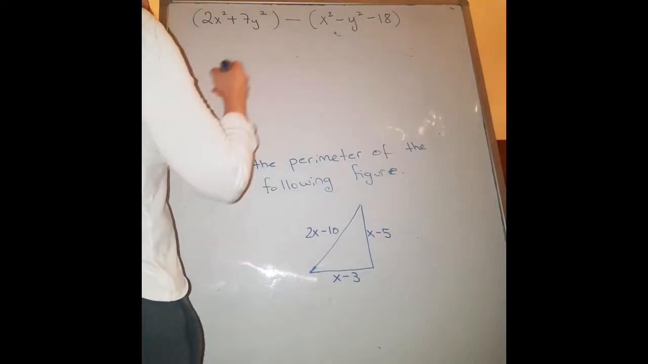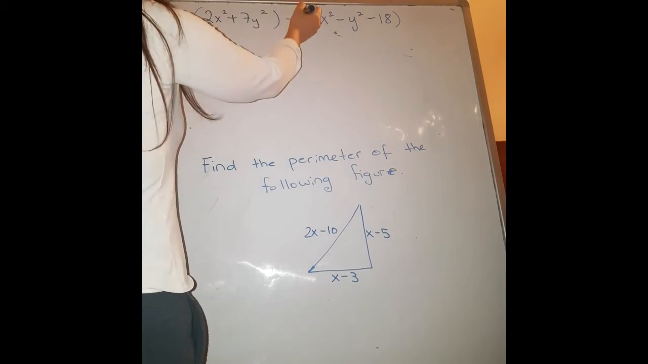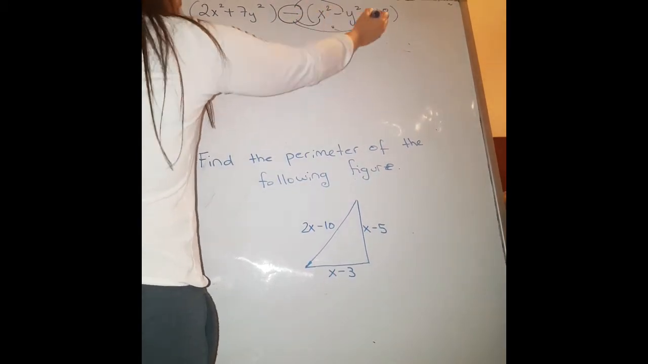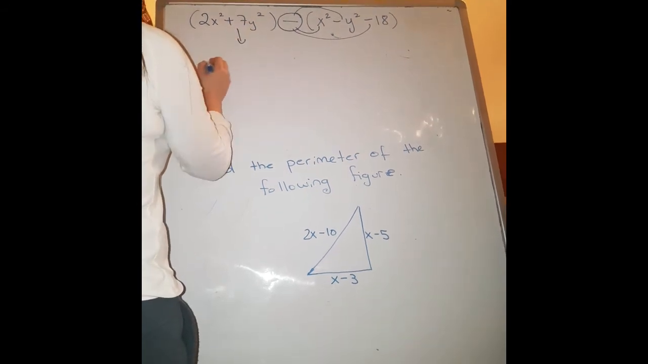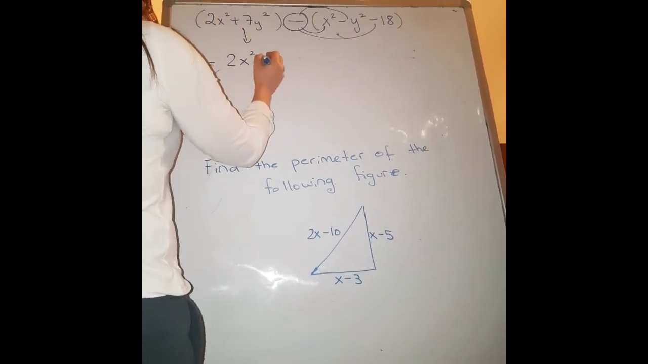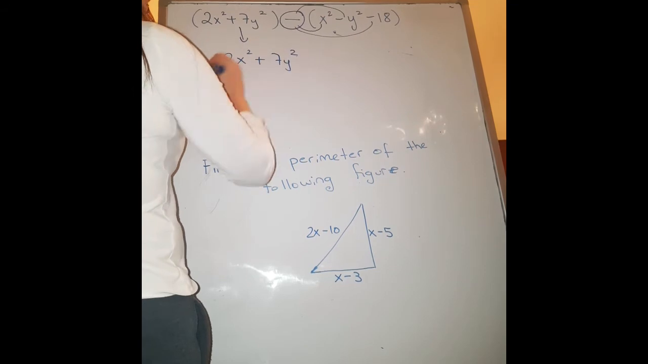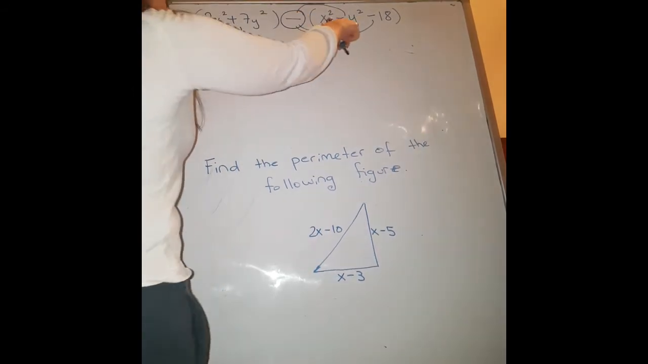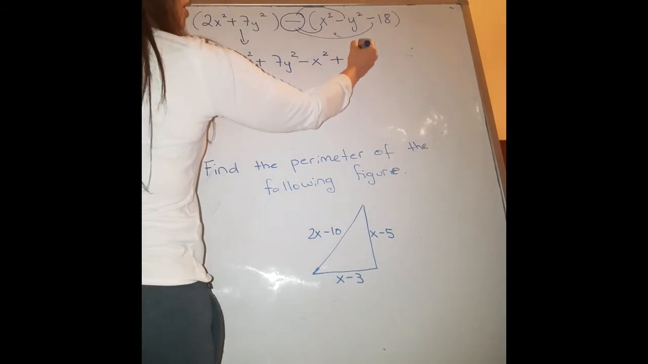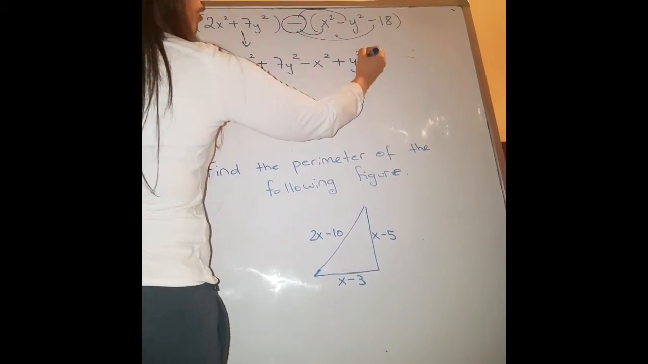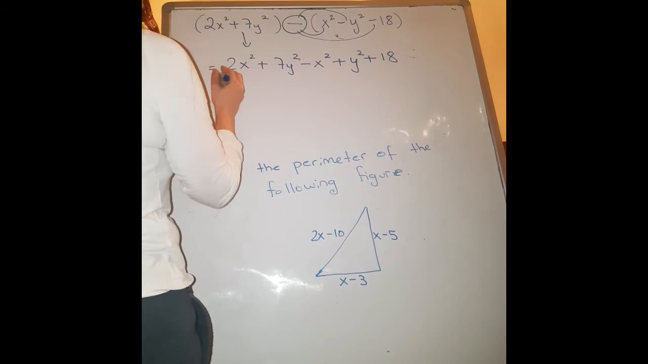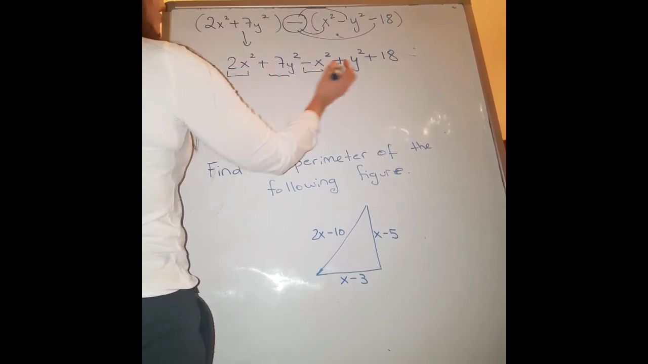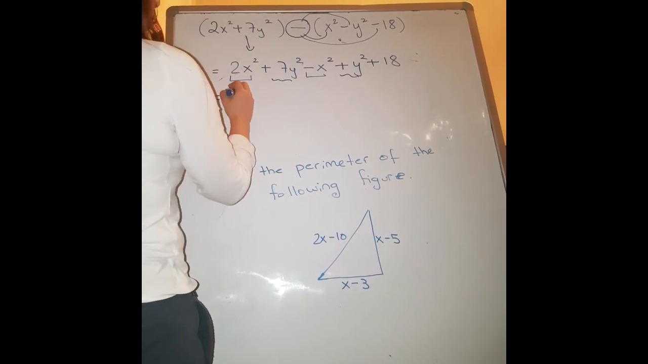This lesson is all about actually distributing the negative or the positive sign into the second parenthesis. That's it. So I rewrite my first parenthesis, 2x to the second plus 7y to the second. I give the negative sign to the x to the second. A negative and a negative give me a plus y to the second. A negative and a negative give me a plus 18. And I start looking for my like terms. This and this, this and this. And I rewrite them again.